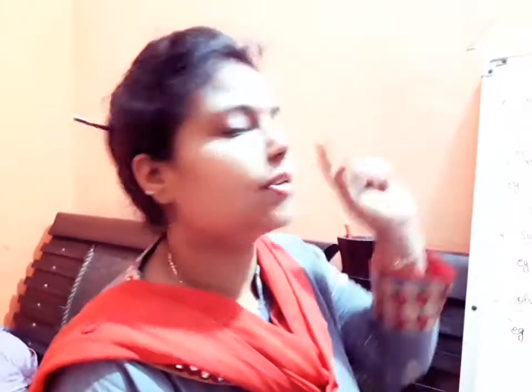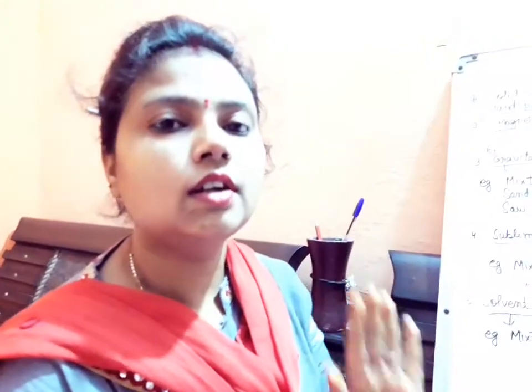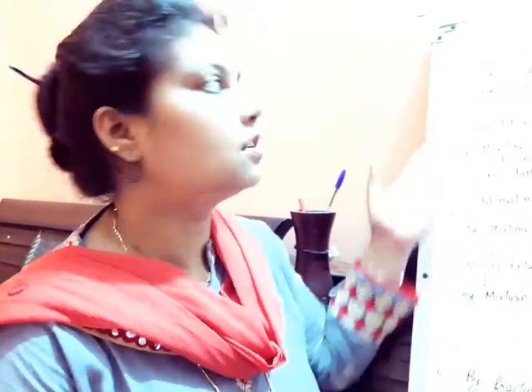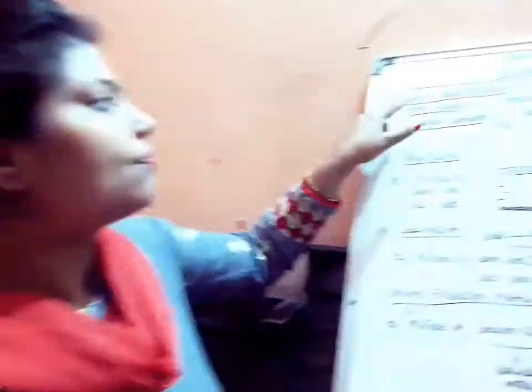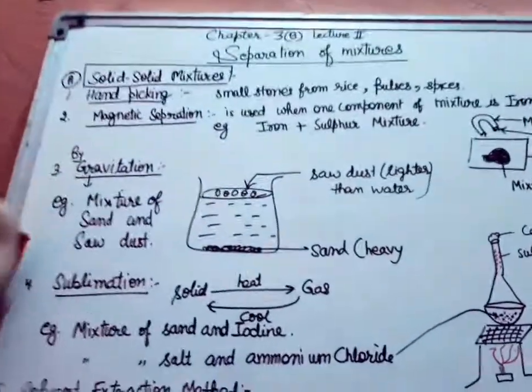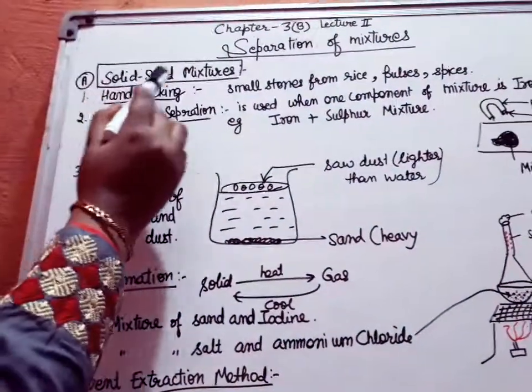Hello students, in the previous video we have studied about the element, compound and mixtures and the difference between the compound and mixture. Now in this lecture we will study about the separation of mixture. See how we will separate the mixtures. First type of mixture is solid-solid mixture. How we will separate the solid-solid mixture?